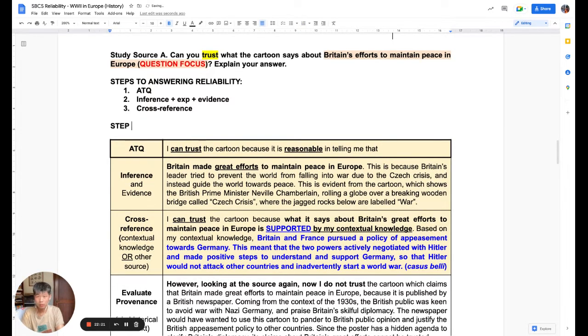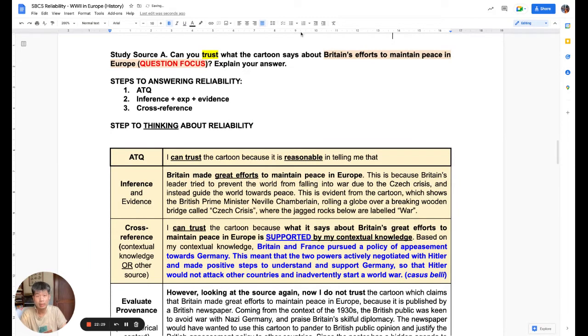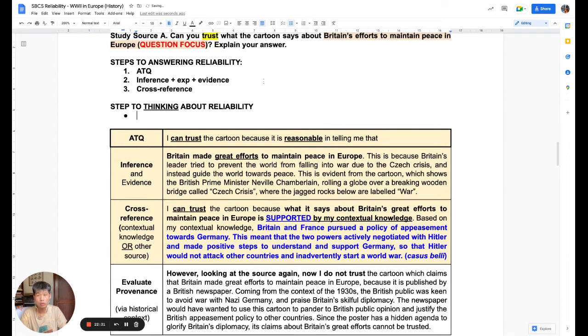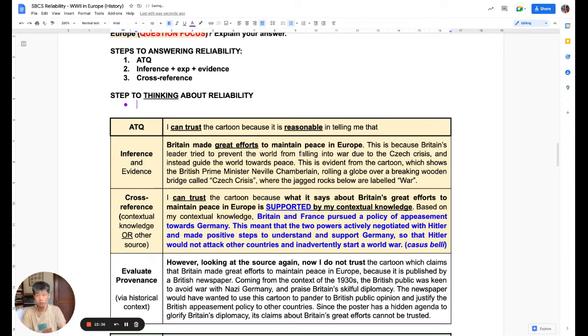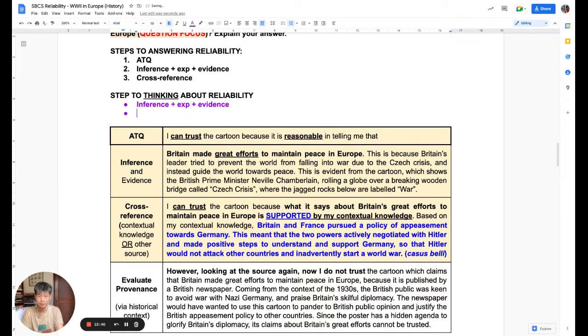But when you think about reliability, I want you to notice that the ATQ comes last. This is going to be a bit tricky, so I'm going to tell you how it works. First of all, we do the inference plus explanation plus evidence. Then we look at the cross-reference.